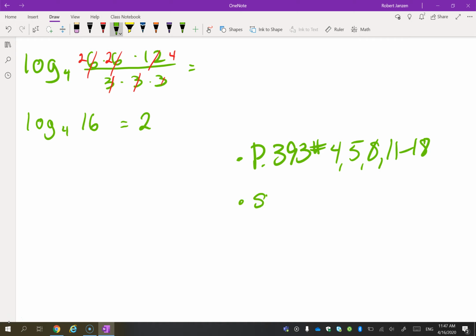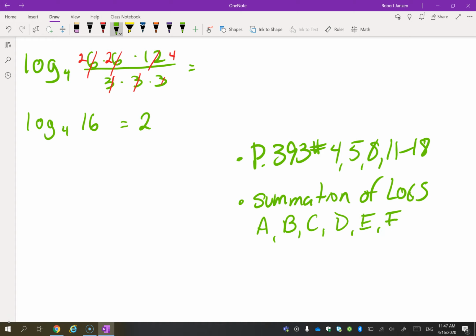I also have a handout called the Summation of Logs. Okay, and there are parts A, B, C, D, E, F. If you can do all of those sections, I expect that there's going to be some questions. There are definitely some tricky questions in there. Don't be afraid to text me using the chat or to email. Okay? Good luck with those.